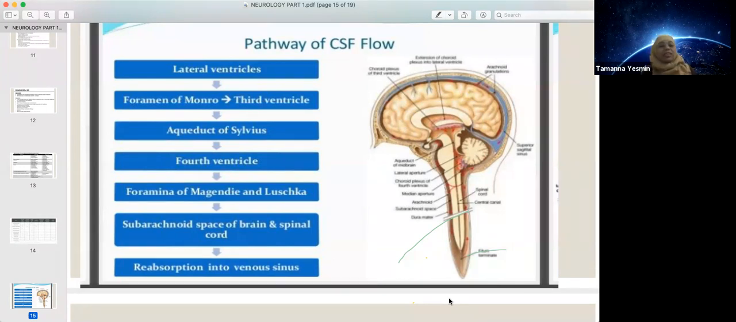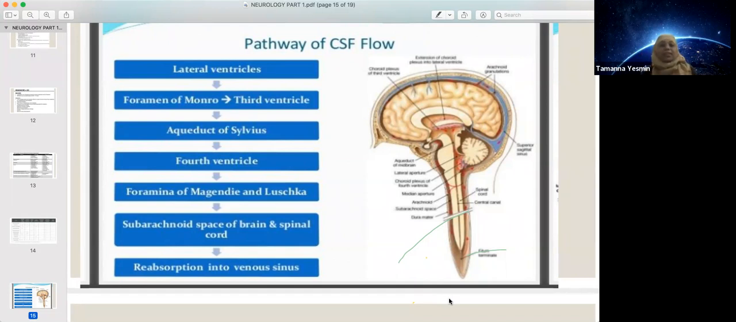From the fourth ventricle, there are three foramina. There are two lateral foramina, called Luschka, and one medial foramen, Magendie. These three foramina go into the subarachnoid space of the brain and the spinal cord. So it is circulating in the central canal, and goes into the subarachnoid space, right?